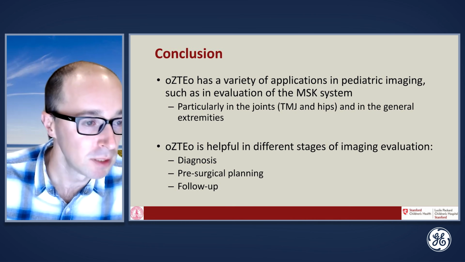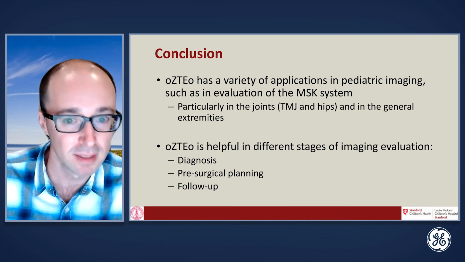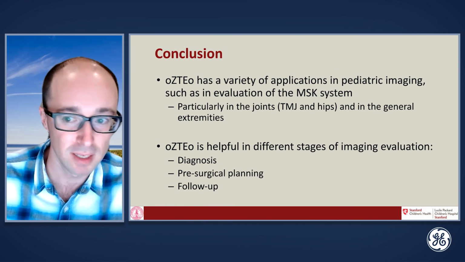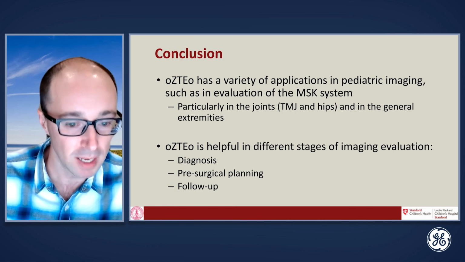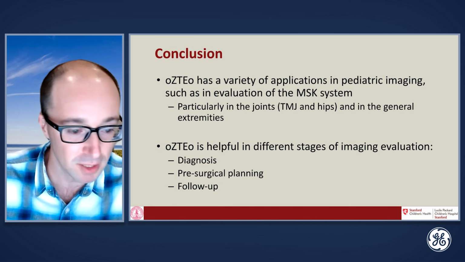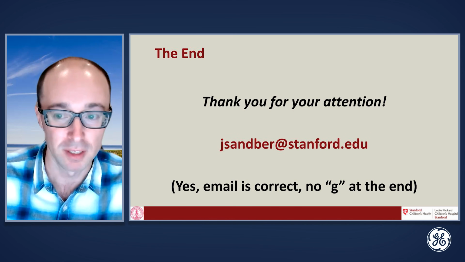So in conclusion, osteoZTE has a variety of applications in pediatric imaging, such as in evaluation of the MSK system. This is particularly in the joints, such as the TMJ and hips, as well as in the general extremities. Osteo is helpful in different stages of imaging evaluation, whether it be in diagnosis of a condition, for pre-surgical planning, or for follow-up imaging. Thank you for your attention.